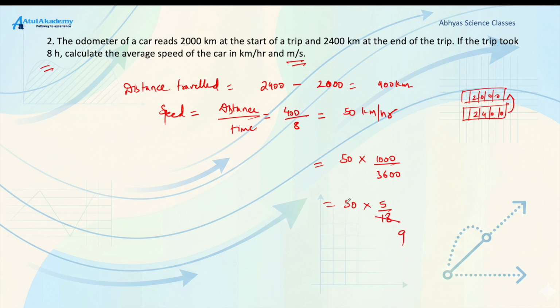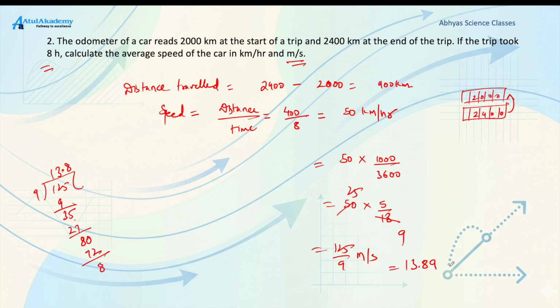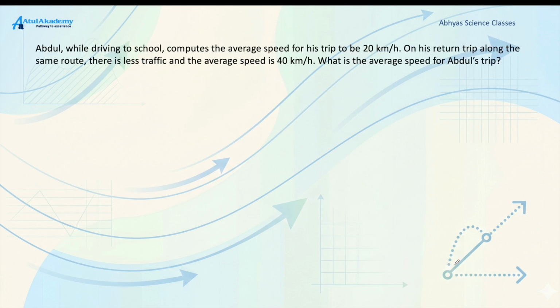So it's 125 by 9 meters per second. You divide it and get your answer. 9 ones are 9, 9 fours are 36, and so on. 15 minus 7 is 8. You put a decimal and a 0. 9 eights are 72. Again the same thing will come. So it is coming out as 13.89 meters per second. Round it off and write it like this. I hope this is clear. Let's move to the next question.